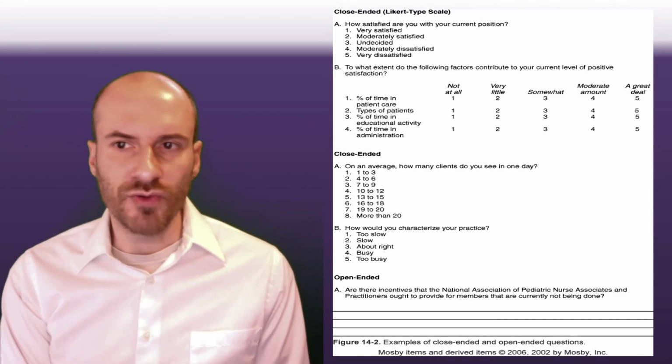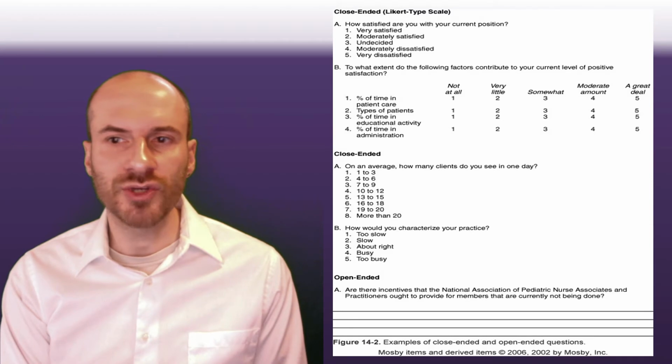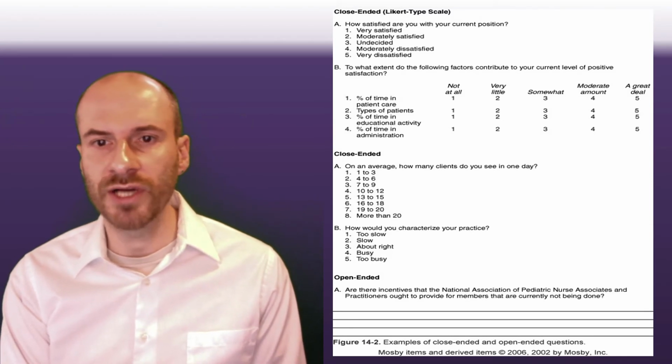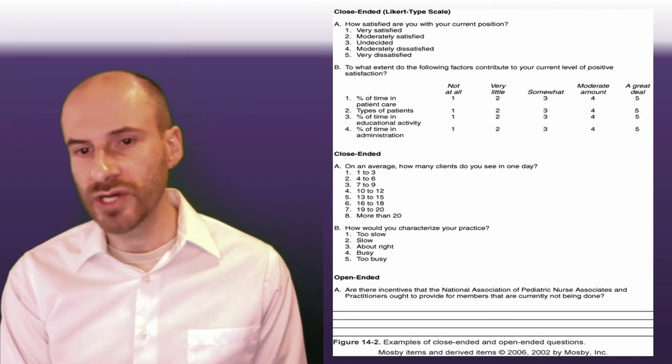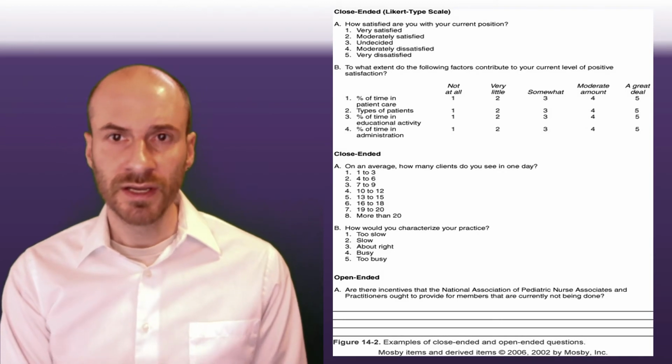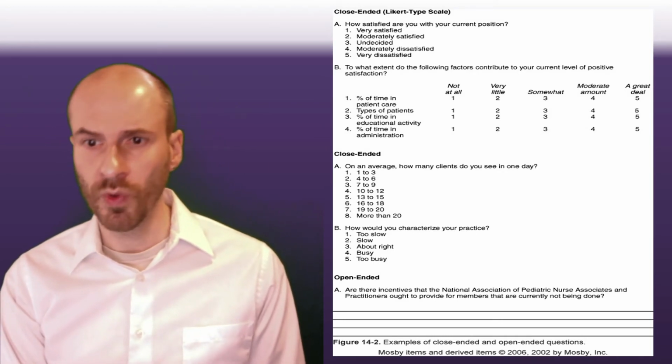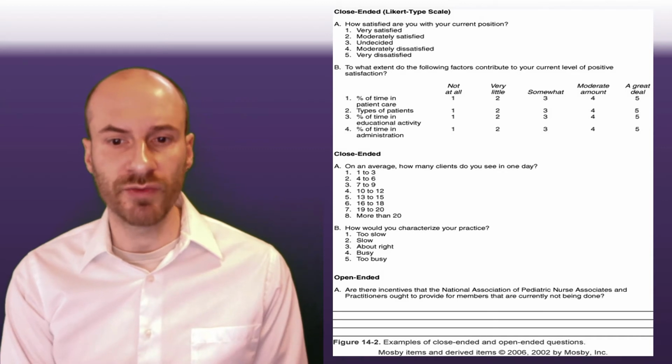You can also ask this in grid format, where you have a matrix where you can ask a similar type of Likert question for lots of different questions. You also have things like closed-ended questions. Closed-ended questions are where you ask a question and you sort of decide what the response categories are.